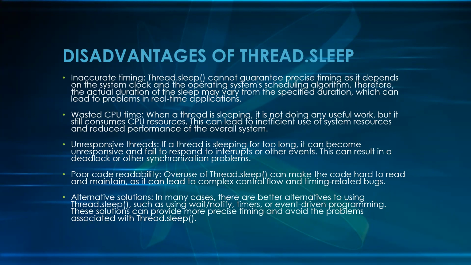Unresponsive threads. If a thread is sleeping for too long, it can become unresponsive and fail to respond to interrupts or other events, and this can result in a deadlock or other synchronization problems. We also have poor code readability. Overuse of thread.sleep can make the code hard to read and maintain, as it can lead to complex control flow and timing related bugs. And the last disadvantage we have here is alternative solutions. In many cases, there are better alternatives to using thread.sleep, such as using wait/notify, timers or event-driven programming. These solutions can provide more precise timing and avoid the problems associated with thread.sleep.